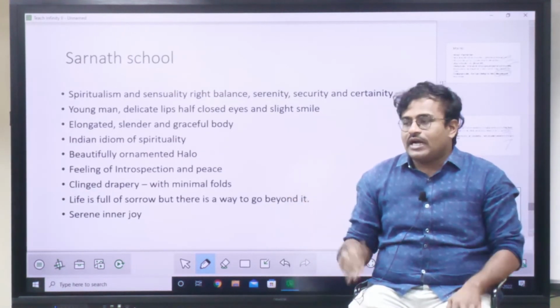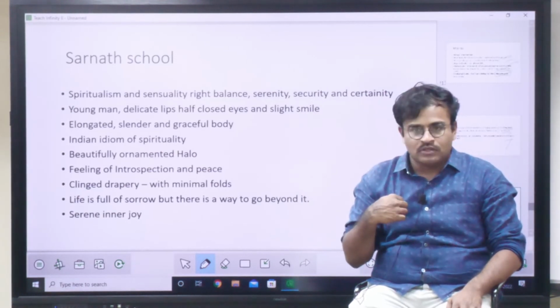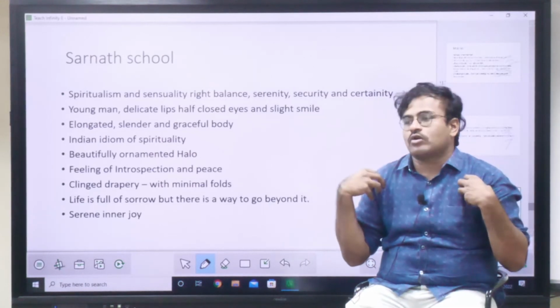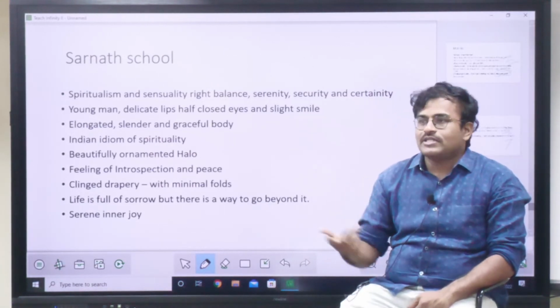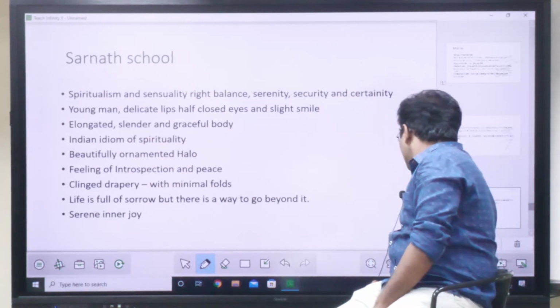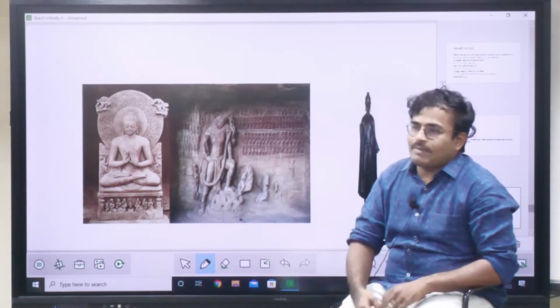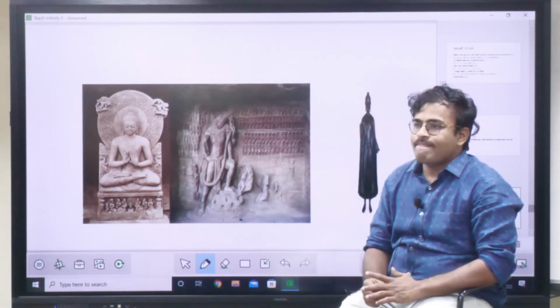No folds. And if you look at the image, then you naturally will feel that this image is not wearing any dress. But the drapery is made in such a fashion that it is just clinging onto the body. That is the second thing. And the third thing is Buddha's images, they are shown with this. So this is one of the Sarnath images. You open the image and see the face of Buddha.